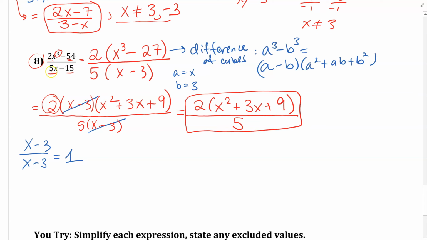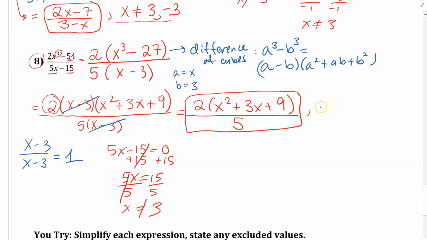Now, I cannot let 5x minus 15 equal 0, though, right? I cannot let that happen, because if that happens, this value is undefined. So I just set it equal to 0 and solve for x. So basically, I just cannot let x equal 3, right? So this will reduce to that as long as x is not equal to 3.